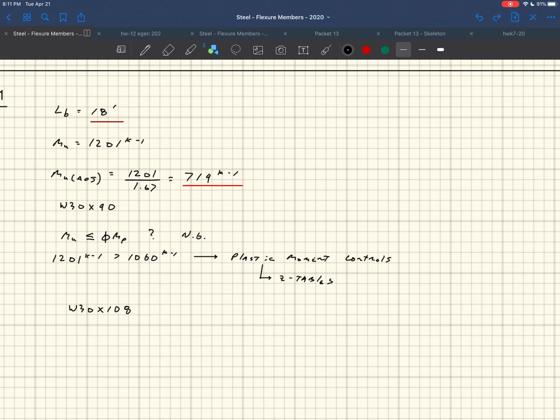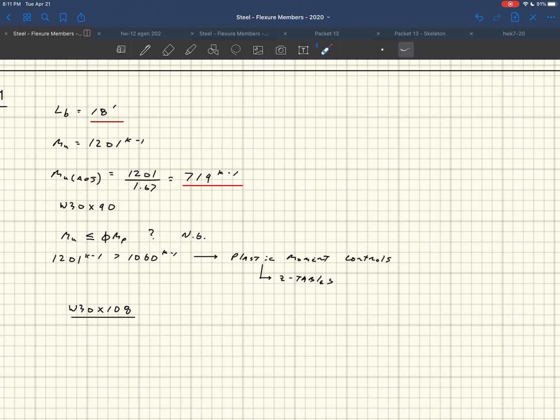And you'd have to make sure that it works for shear and stuff like that as well. This is just that little check, right? We would have run into some trouble if we had just designed by 1.67 and said, yep, a W30 by 90 would work. It does not work. It would mean that with a W30 by 90, you would form a plastic hinge before you reach this value right here, before you hit the actual 1201. You'd have a plastic hinge before, and the thing would fail prematurely.